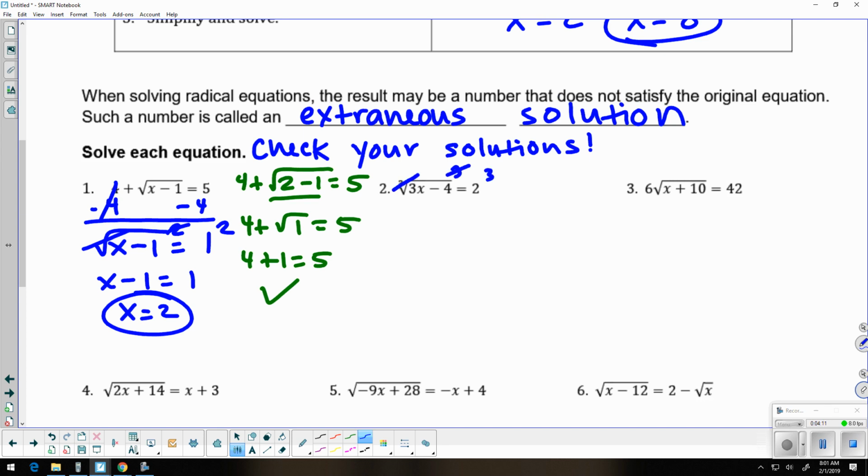Again, these just cancel each other out. I have 3x minus 4 equals 8 now, 2 cubed. And now we're just solving for x, a two-step equation. Add 4 to both sides, so 3x equals 12. Divide both sides by 3, x equals 4.